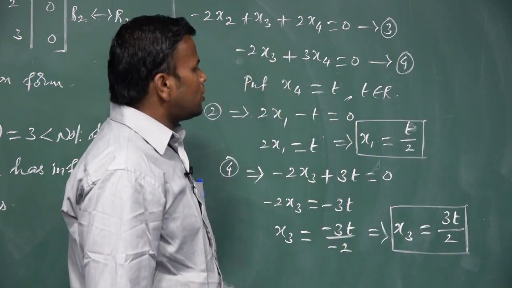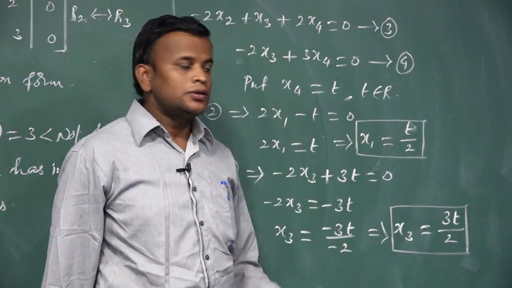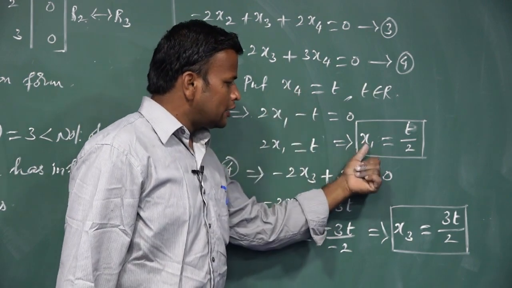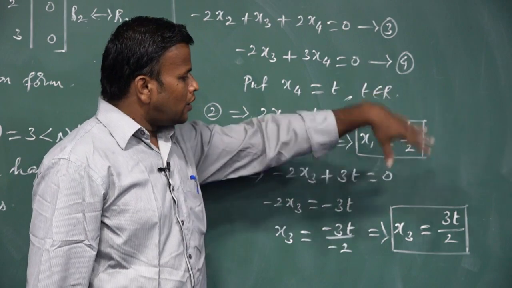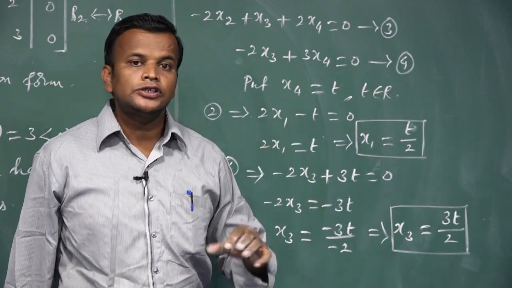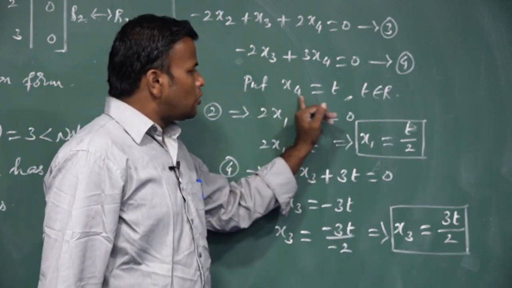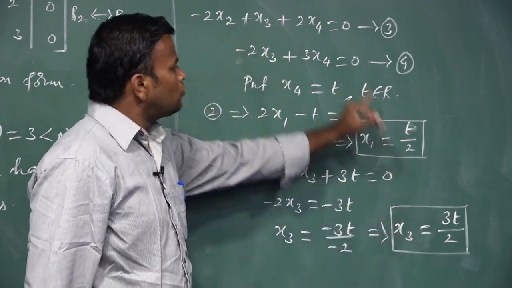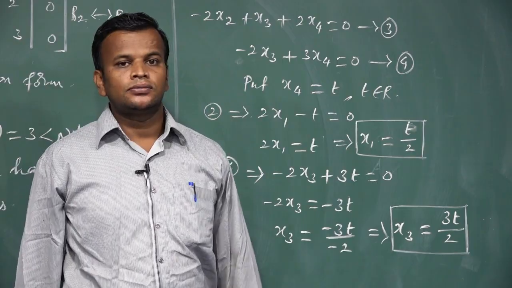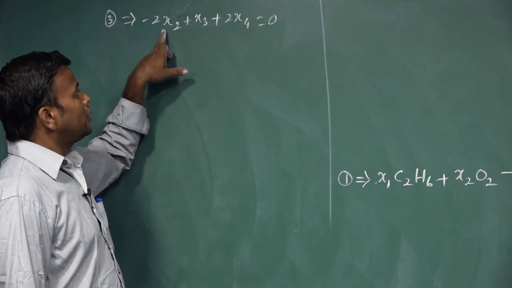So now we have the 3 values: x4, x1, x3. Now using these three values to find the unknown, the other one. What is the other one? x2. So x4, x1, x3. Next we use these values to find the value of x2 also. The next step is to find the value of this x2.